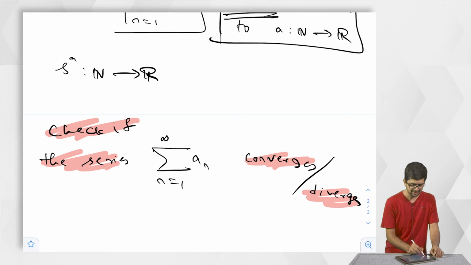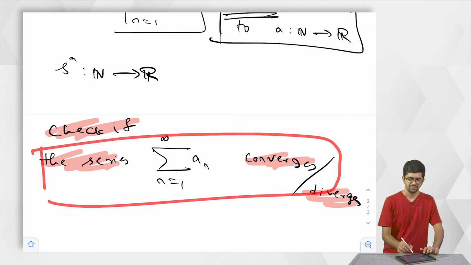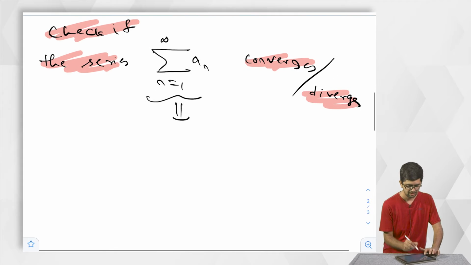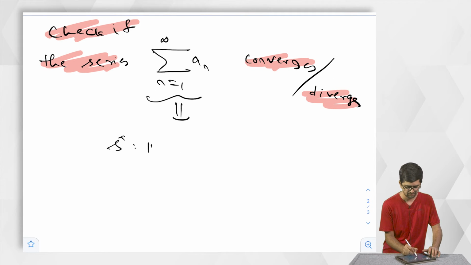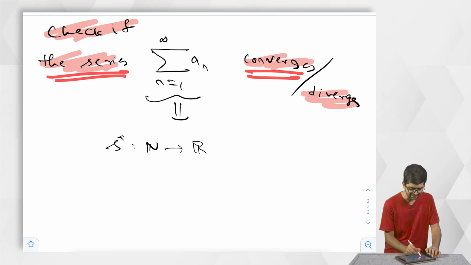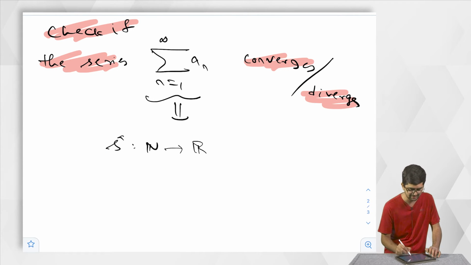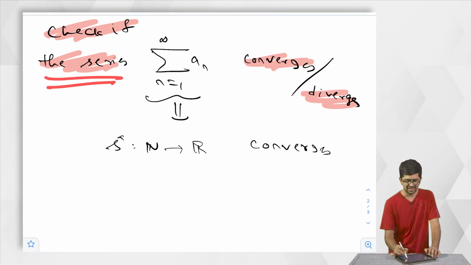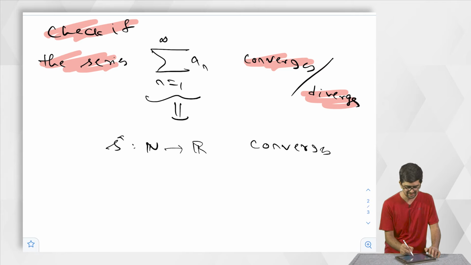So, this phrase, the series converges, means this is coming from some sequence of partial sums S_A. So, the series converges means the corresponding sequence converges. Similarly, the series diverges means the corresponding sequence diverges.